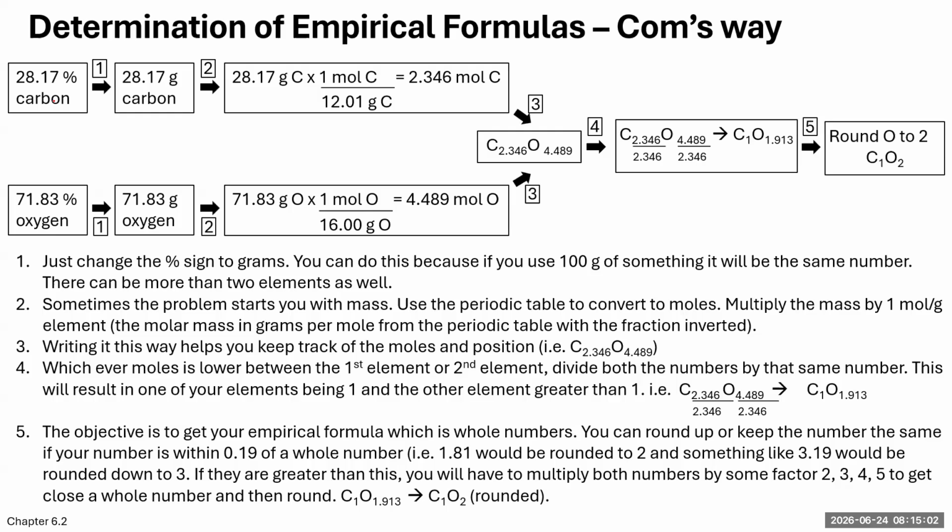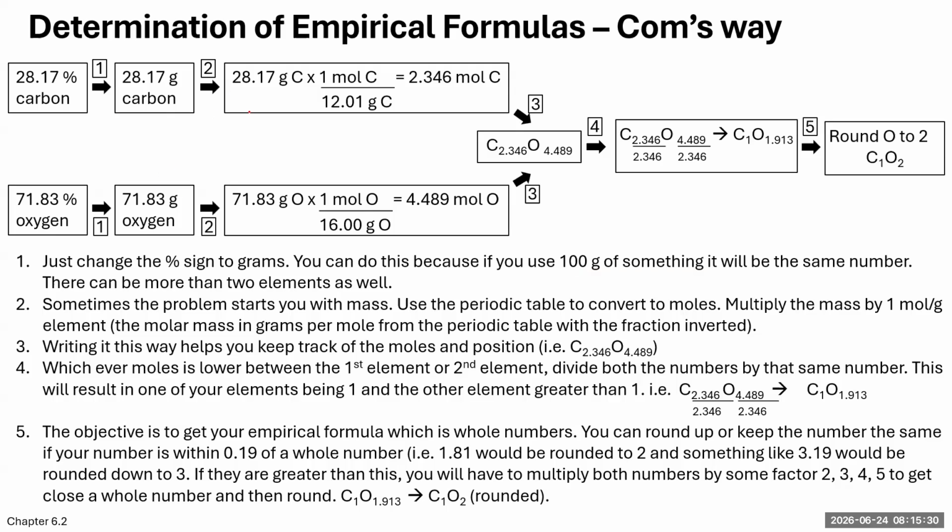All right. So 28.17% carbon. That's what we're starting with now, and 71.83% oxygen. All you have to do here is change the percent sign to grams. We can do this because if you have 100 grams of something and you take 50%, that's 50 grams, right? So 50% is 50 grams. 21.5% is 21.5 grams. So just change it to grams and we're good.